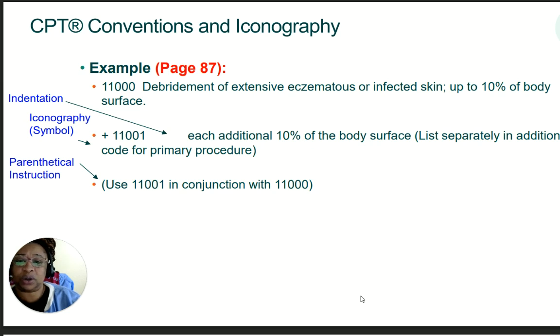If you see, it shows that the description of the 11000 is up to 10% of the body surface. If you look at the add-on code, this is for any additional percentage, and it says each additional 10% of body surface. So keep in mind, you have to use it in conjunction with that primary code, and if not, the insurance will deny because the primary code is not listed. This is only to report additional information that's needed to give the full description of the procedure or services that was provided to the patient.